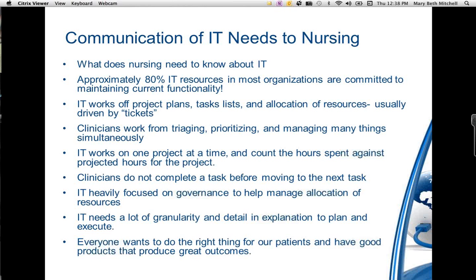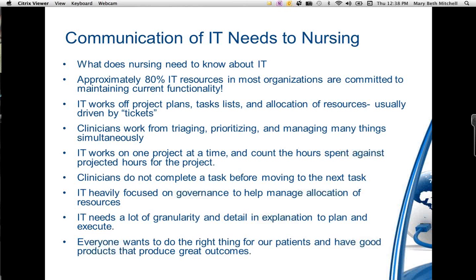The other thing that I've really become convinced of over the last couple of years is that IT works in a different way. They work off of project plans, task lists, allocation of resources. Their work is driven by tickets or by these project plans. And clinicians, we work from triaging, prioritizing, we multitask, we manage many things simultaneously, and we work from a nursing process perspective.